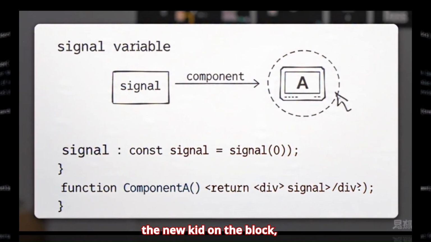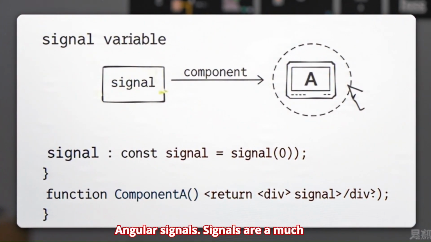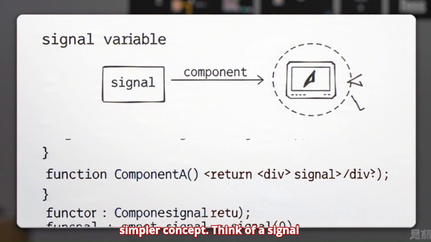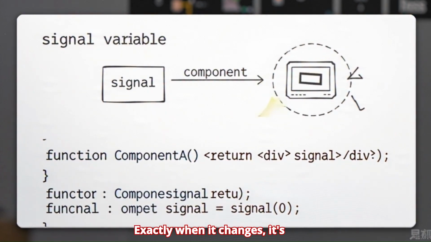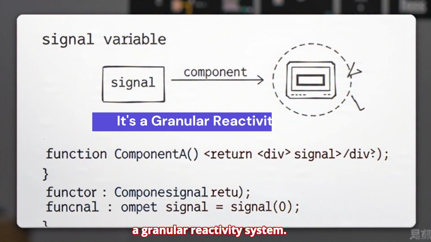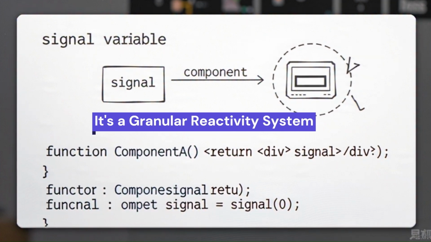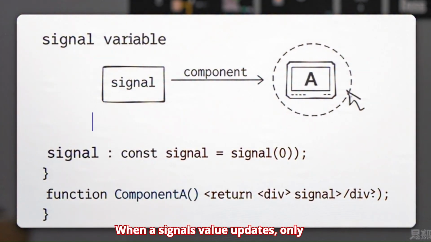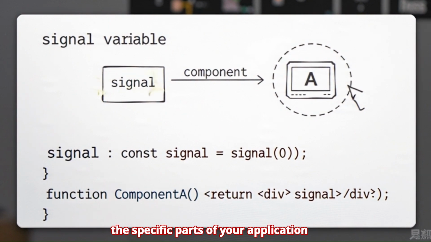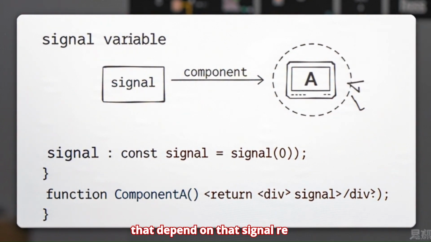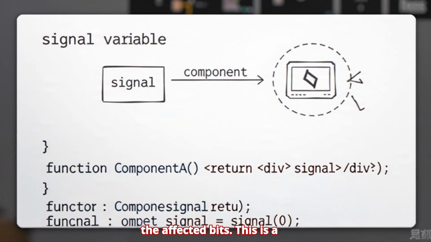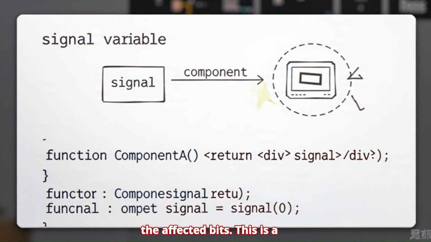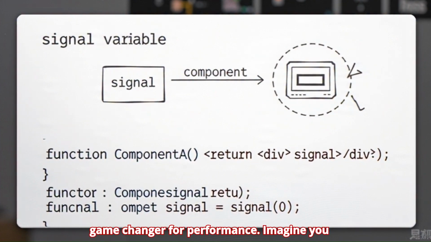Now, let's talk about the new kid on the block, Angular Signals. Signals are a much simpler concept. Think of a signal as a value that tells Angular exactly when it changes. It's a granular reactivity system. When a signal's value updates, only the specific parts of your application that depend on that signal re-render. Not the whole component, just the affected bits. This is a game changer for performance.